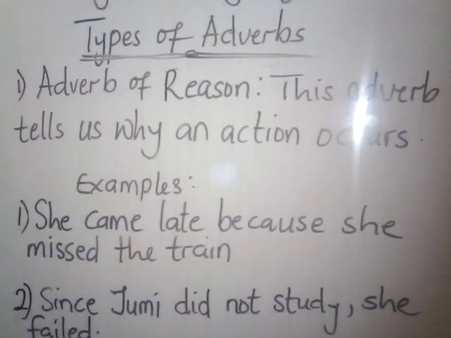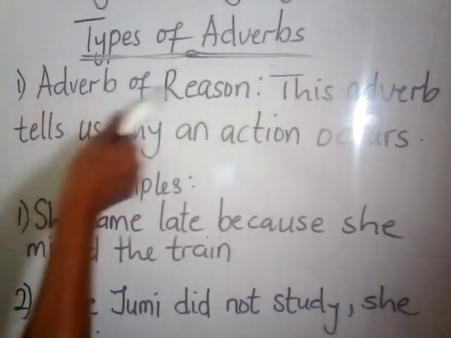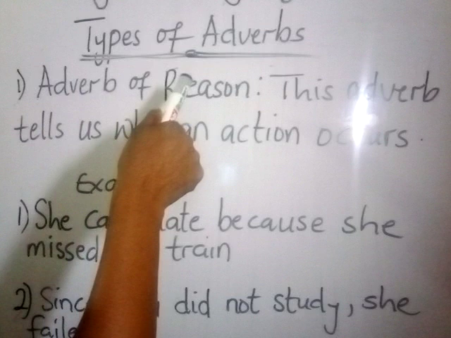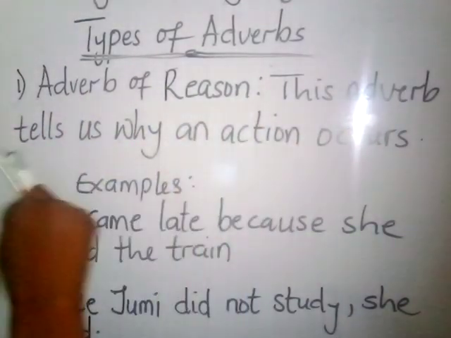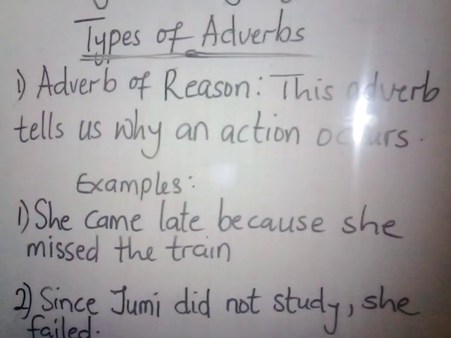So the last type of adverb we're going to look at is adverb of reason. This adverb tells us why an action occurs. It tells the reason behind an action or the purpose for an action. It's also called adverb of purpose. Adverb of reason is the same as adverb of purpose.